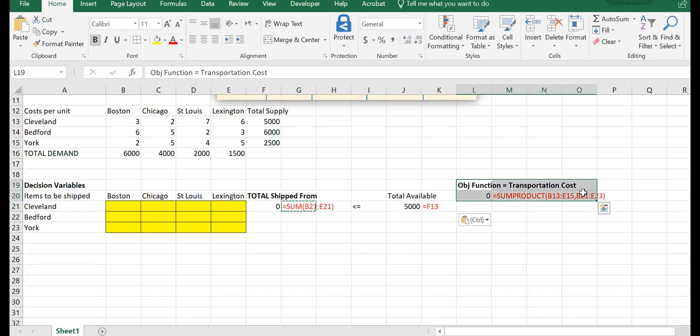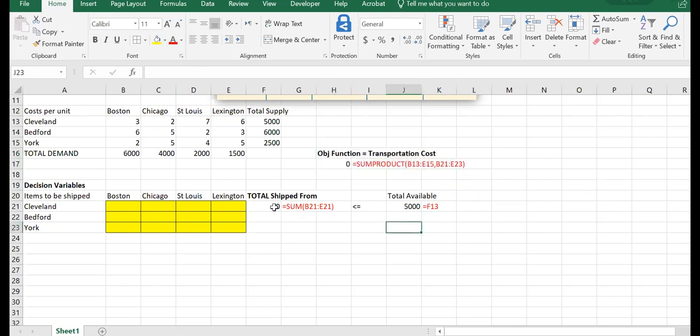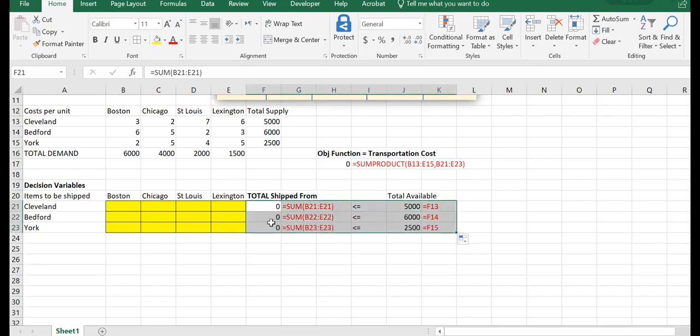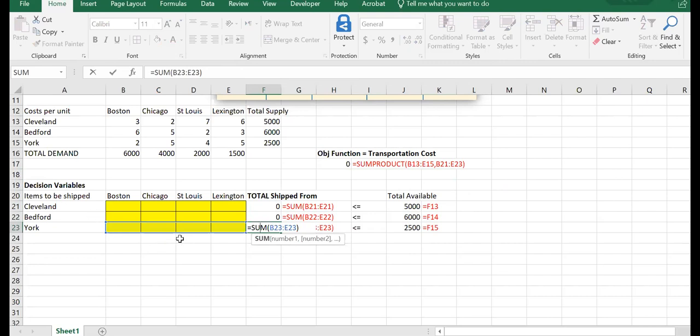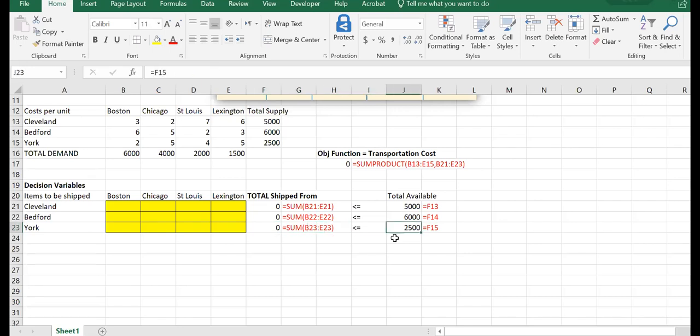Maybe I move my objective function again a little bit to the top here. So I just wrote my constraints for Cleveland, the supply constraints. I can just drag it down, and it's going to give me the constraints for Bedford and York. Let's see. The sum of items shipped from York should be less than or equal to the total capacity of York. So that will take care of the supply constraints.